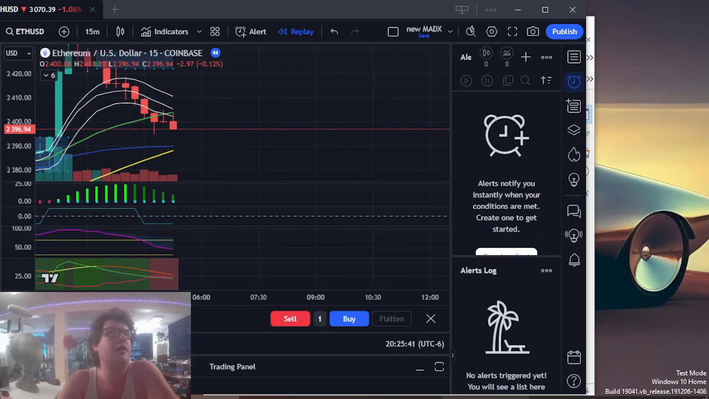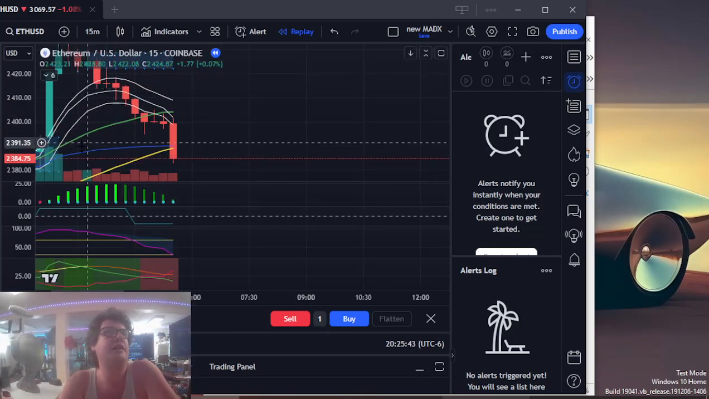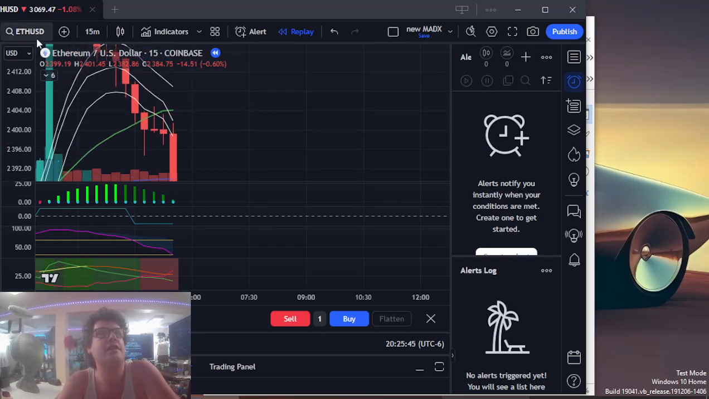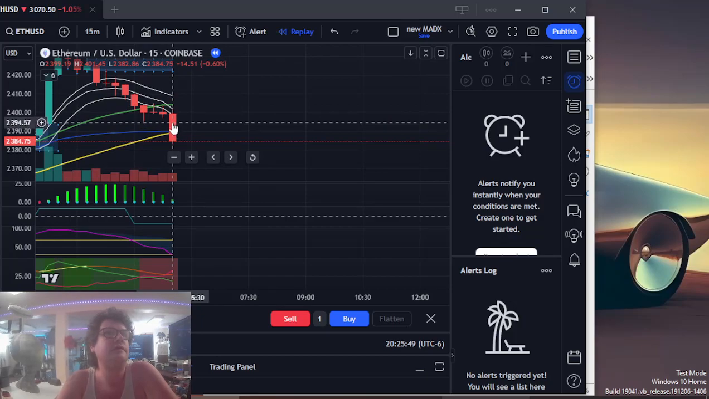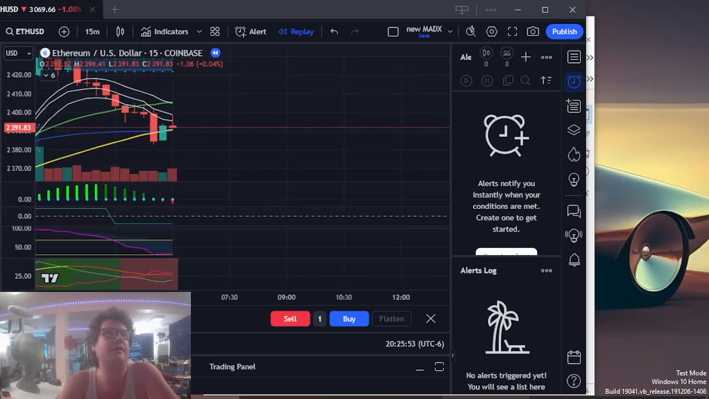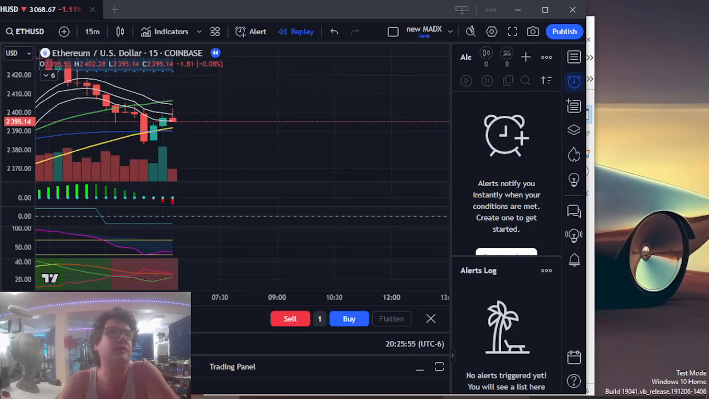Alright. Patience is the key. You don't have to take a bunch of trades. Overtrading is one of the deadly sins. This has got a lot of good signs, but not touching the middle line.